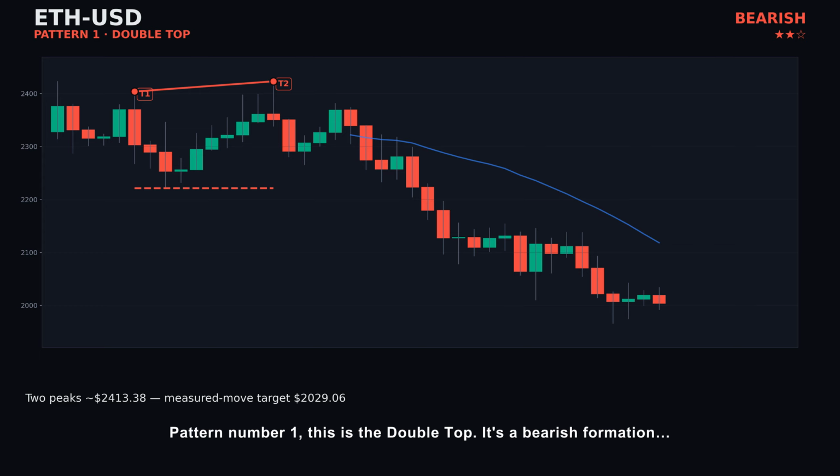The textbook measured move projection is +114.7%. That's the typical rally once the pattern fully completes. It's a guide, not a guarantee. So we still need our SL in place.